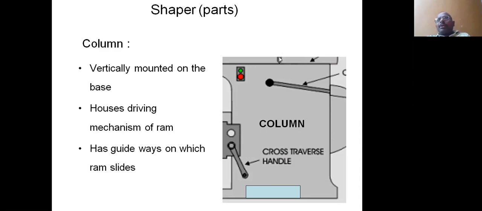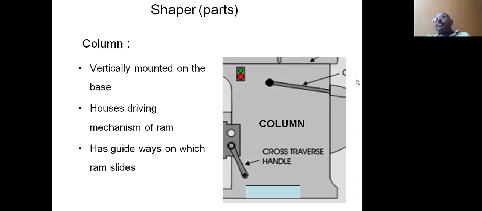Here, the ram is supposed to slide over the column. The ram, which is on the top portion of the column, slides over the column. Then only does the cutting tool move from one point to another in a single, unique direction. So in order to allow the sliding of the ram, the top portion of the column is provided with guideways.